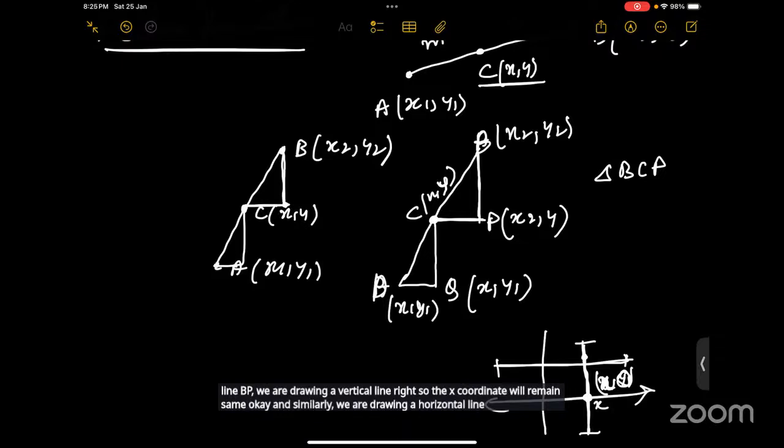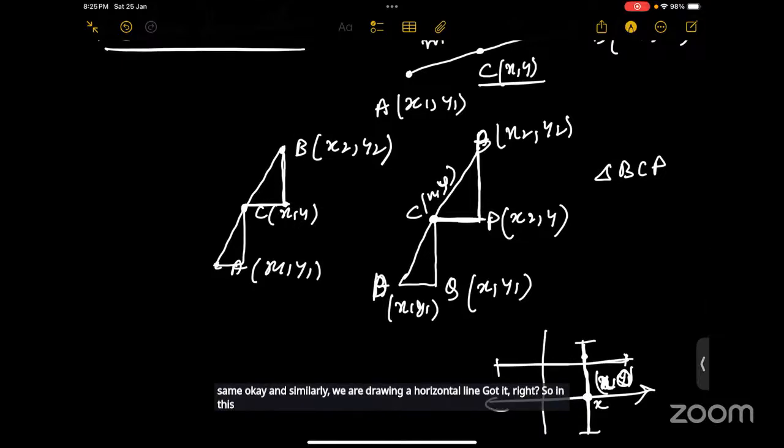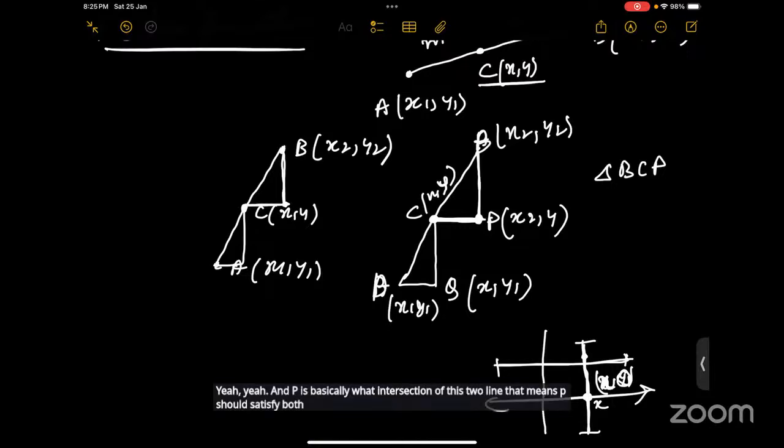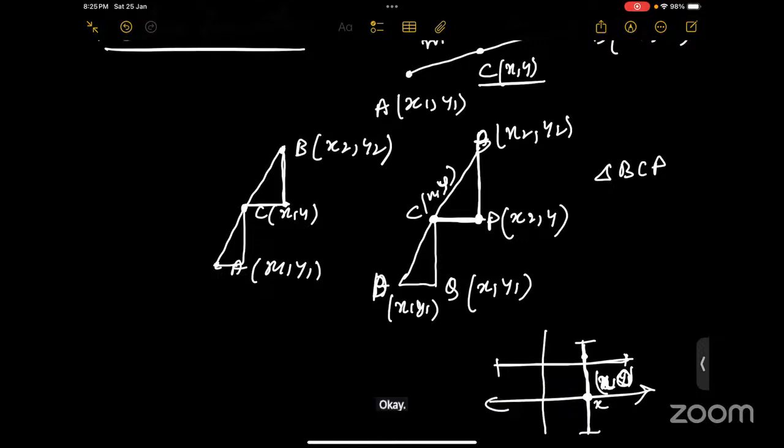Ma'am, I got it. So in this horizontal line, the y coordinate will remain the same, and the x coordinate is changing. And P is basically the intersection of these two lines. That means P should satisfy both the lines. So the x coordinate we will take from B, that means from the vertical line B, and the y coordinate from C. Yeah, correct. Similarly for the point Q. Okay, is it now clear?